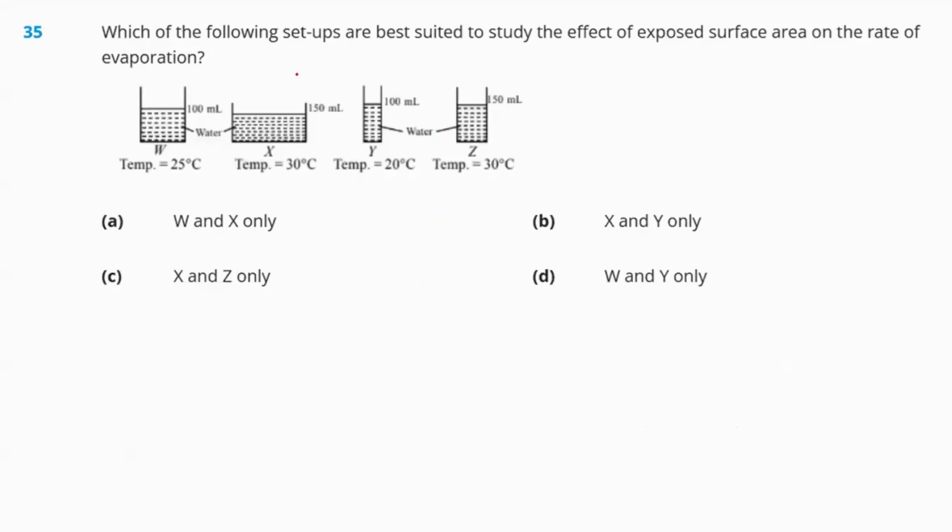Question number 35. Which of the following setups are best suited to study the effect of exposed surface area on the rate of evaporation, right? For the rate of evaporation, two things are there, surface area and the temperature. And we want to see the surface area, so the temperature should be constant, right? So here, what would be the case? Here W is 25, 30, 20, and 30. So if I want to see the surface area, X and Z should be the best one to study the effect of surface area on evaporation.